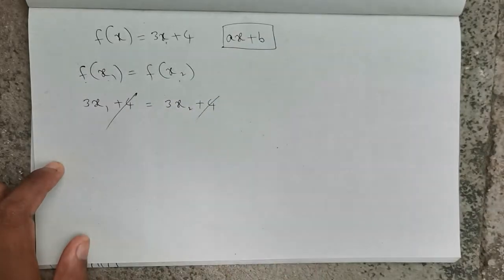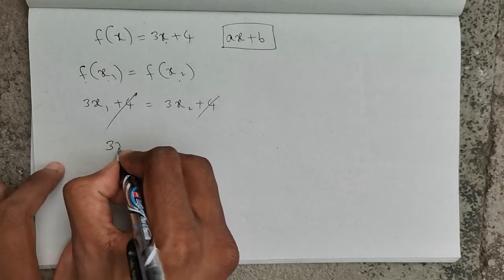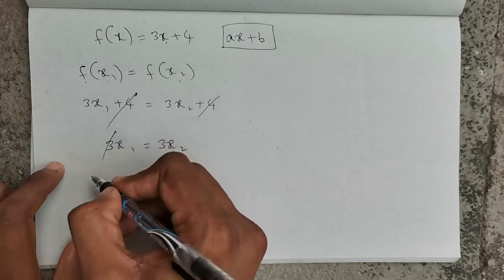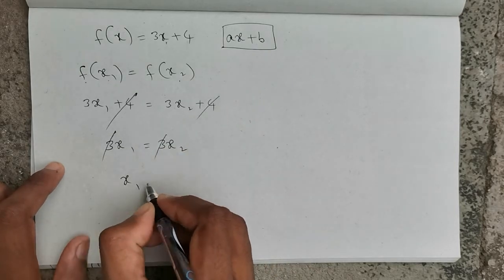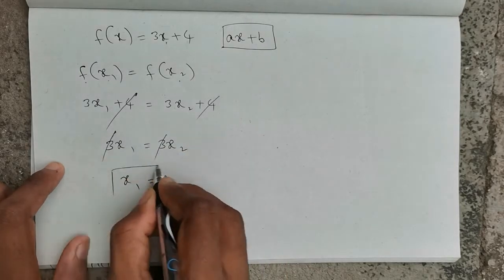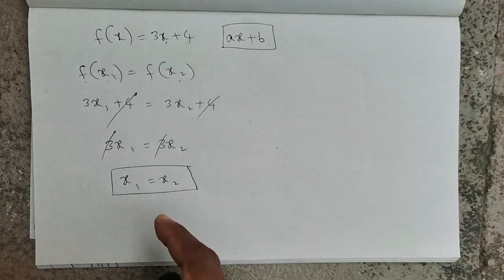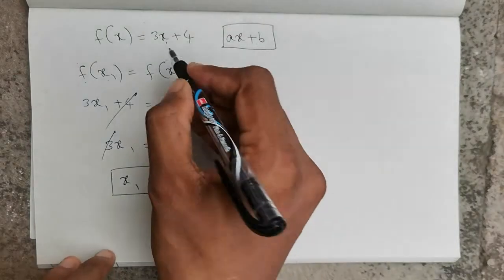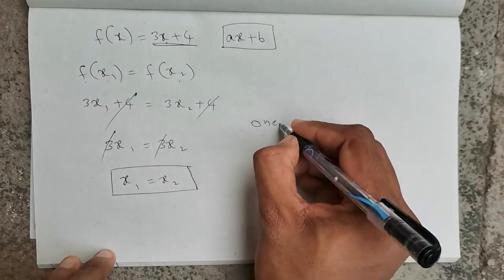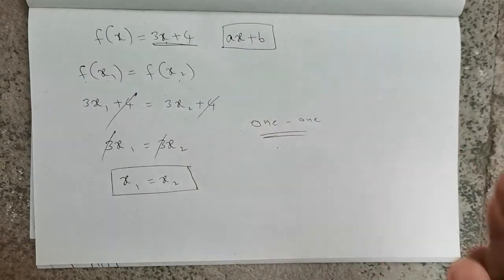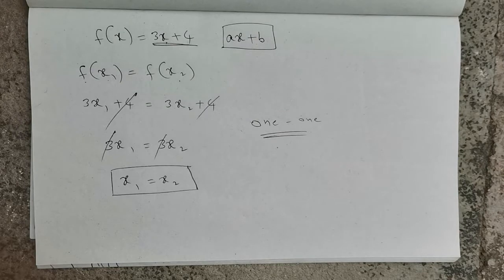Left side plus 4, right side plus 4, both will get cancelled. So we remain with 3x1 is equal to 3x2. Here 3 cancels. So we remain with x1 is equal to x2. If x1 is equal to x2, we got the answer like this, then this is 1 function. Remember simply, a linear function is always 1 only. Linear function is always 1 function.